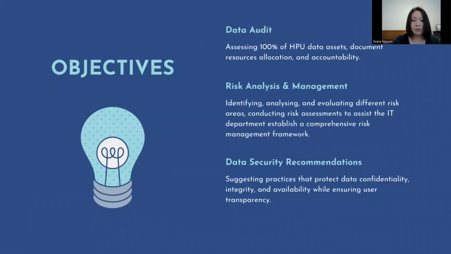The objective of the project is to help HPU achieve its mission while protecting data security for staff, faculty, and students. 3 main outputs of the project include data audit, risk analysis and management, and data security recommendations. For the first output, our group assessed 100% of HPU data access, document resources allocation, and accountability.